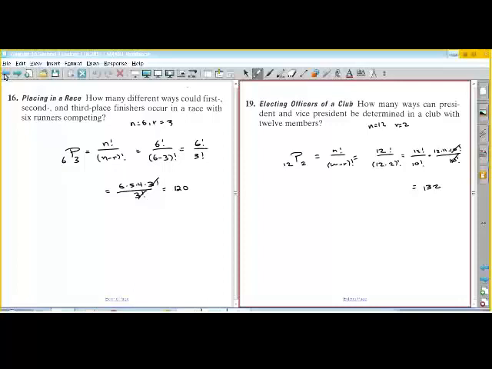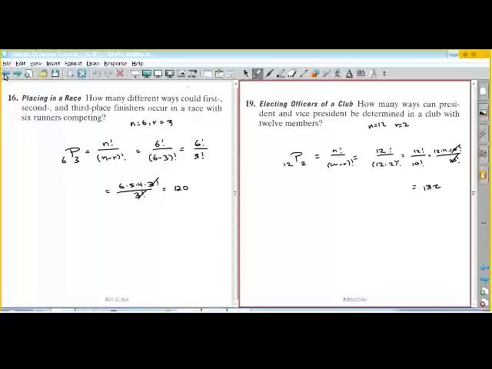So let's finish up section 3 by doing some more examples. We looked at 2 examples, both of which were examples of permutations, and that was because the order was important, meaning that whether you're president, secretary, or treasurer, that's important. Whether you win the race, second place, third place is important.